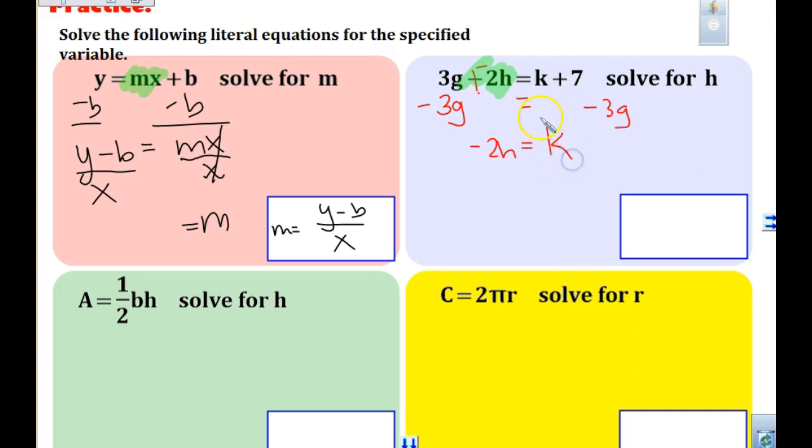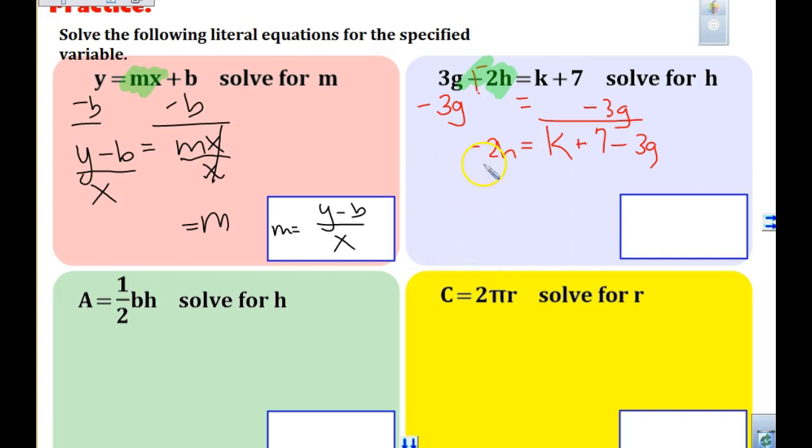K plus 7. Yep. Minus 3g. Yes. Very ugly looking, right? Yeah. What are we doing to finish the problem?